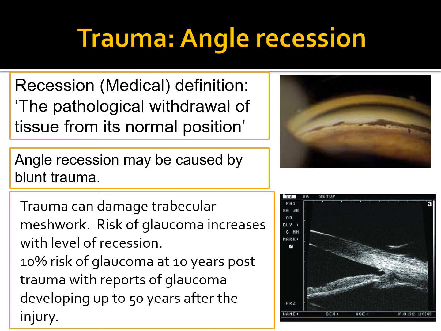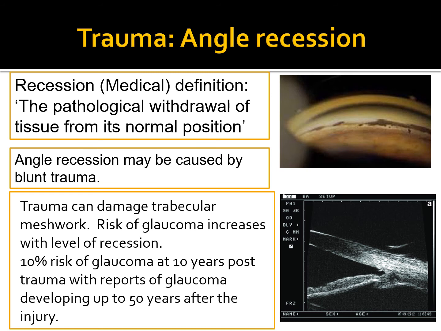And with trauma, angle recession. So the definition of recession is pathological withdrawal of tissue from its normal position. Angle recession may be caused by blunt trauma. So trauma can damage the trabecular meshwork, and the risk of glaucoma increases: 10% risk of glaucoma at 10 years, but it's been known to occur 50 years later.